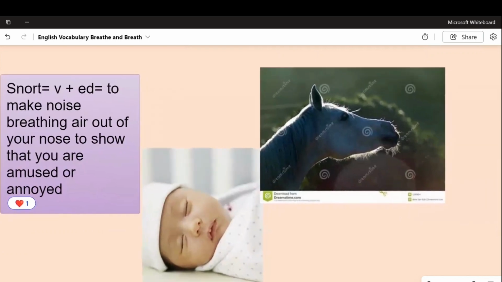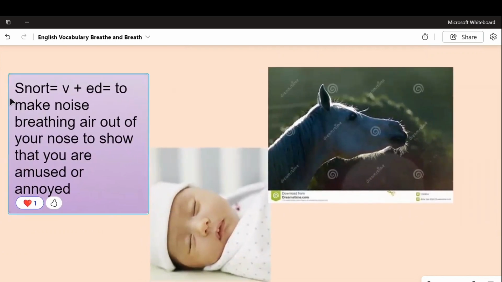Still, we have snort. What does it mean? This is a verb, of course, adding ed, snorted, with the ed pronounced id. Snort, as a noun snorting, means to make a noise when breathing air in and out. Maybe someone is amused, annoyed, or asleep. So the horse is snorting, maybe happy. The baby is snorting, he is asleep.